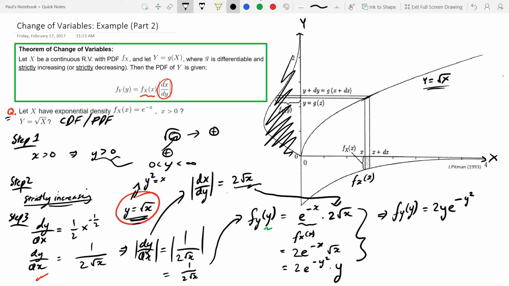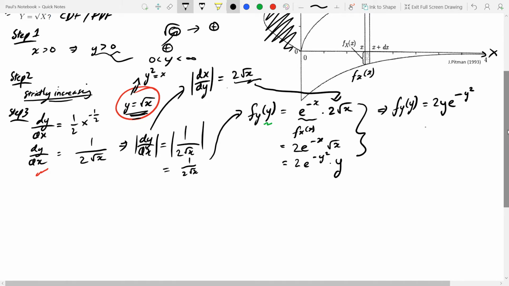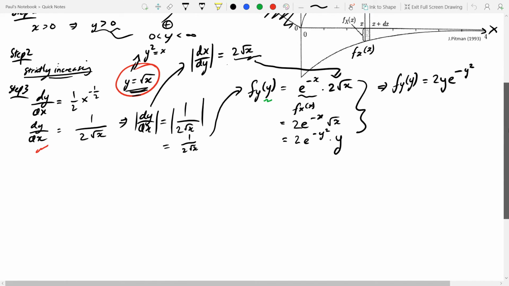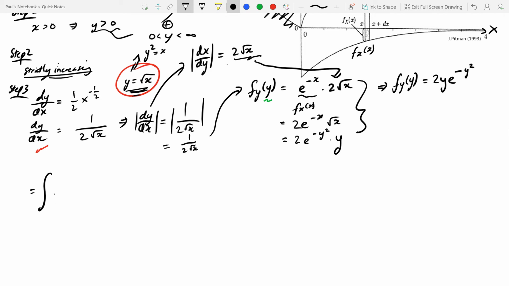Okay, so you guys are probably wondering: sure, we found the PDF, that's cool, but what about the CDF? The CDF is pretty easy. All you need to do is take the integral of the density itself.